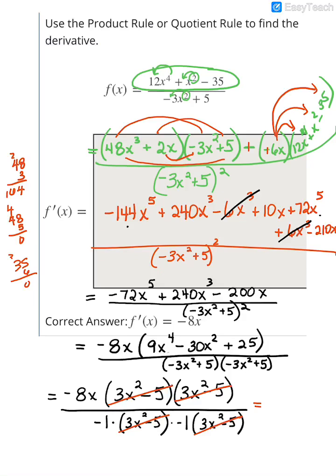So on top, you're left with just negative 8x. On bottom, negative 1 times negative 1 would be positive 1. So negative 8x is your final answer.